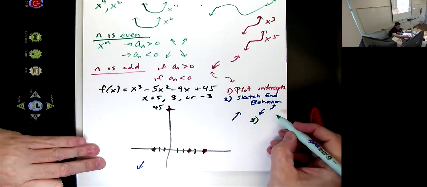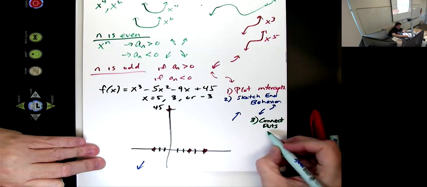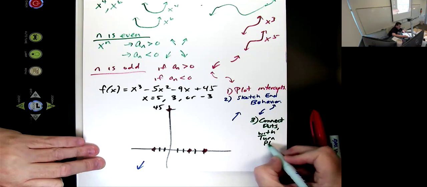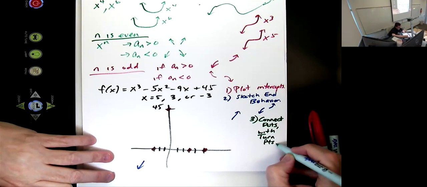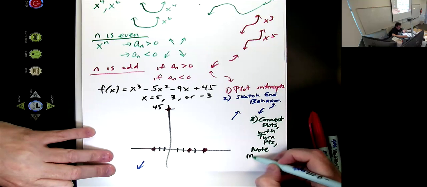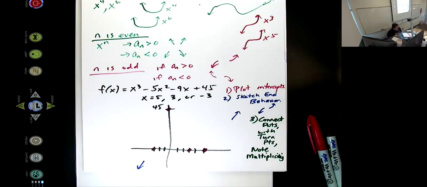Step 3: connect dots with turning points where you can. I'm going to say right now, since this is for any rule, no multiplicity. I don't want to show you multiplicity because there's no multiplicity on this one. But on the next one, we had plus or minus 1 show up twice. So we had x minus 1 squared, which actually affects the graph. So we're going to look at multiplicity in a second.